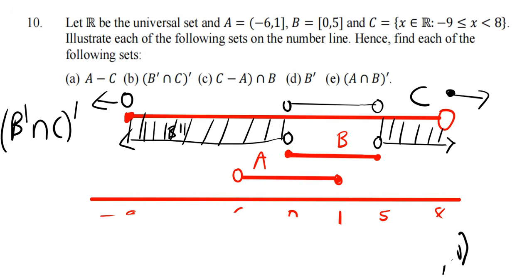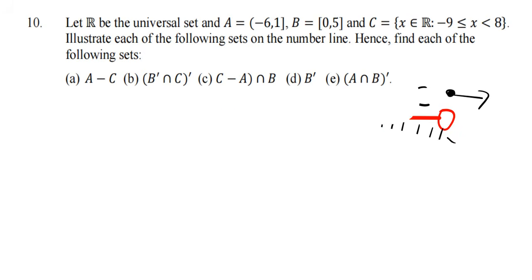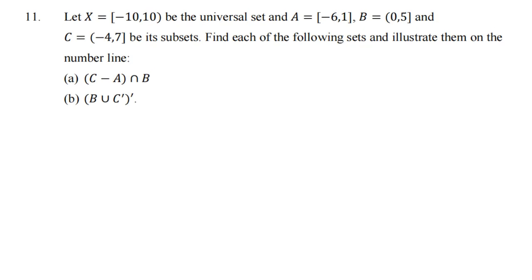So of course you can also solve C and B complement. They are not very much complicated. It's the same concept. Let's look at the last question. Let X be the universal set, and A is equal to that, and B is equal to that, and C that, be its subsets. Find each of the following sets and illustrate them on the number line.